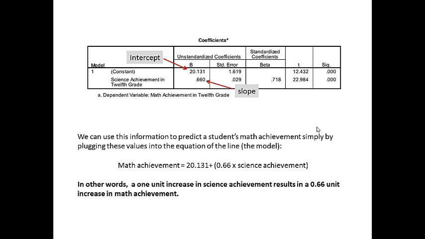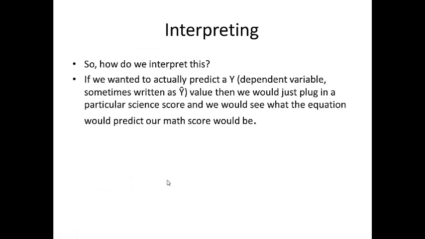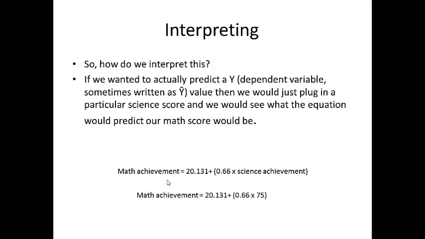So I could use this. If I was a high school teacher and a student earned a certain score on their science test, I could plug it into this equation and predict what their math score would be even before they take the test. If we wanted to actually predict the y or dependent variable, we plug in a particular science score and see what the equation would predict our math score would be. Let's say that a student scores 75 on a science test. We would predict that their math score would be a 69.6.